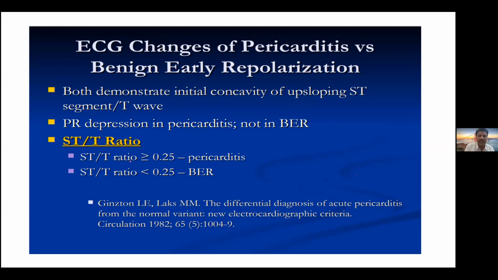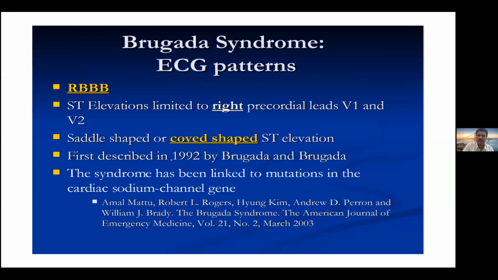Then the ST to T wave ratio: when the ratio is more than 0.25, the ST segment is much taller, and it is pericarditis. When it is lesser than 0.25, it is much lower, and it is early repolarization. These are small things which can differentiate between these two.